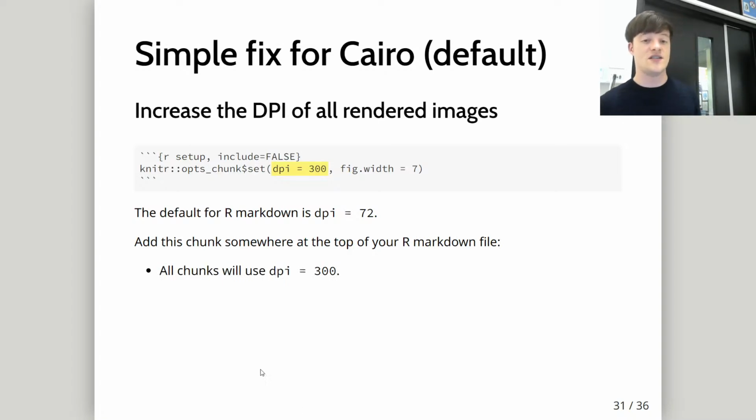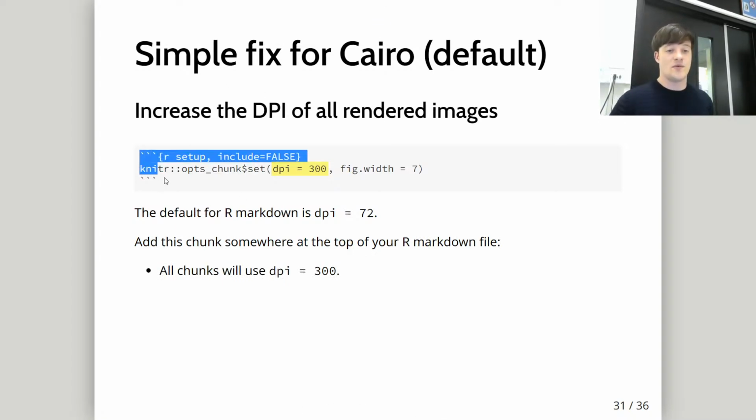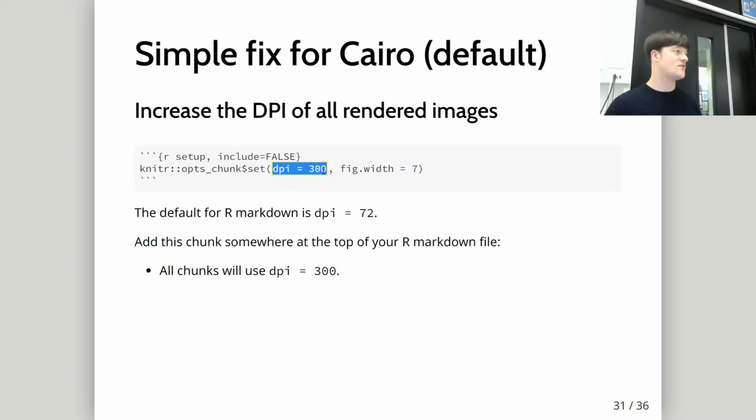Now this is very easy. You just have to copy this chunk and add it somewhere at the beginning of your R Markdown file. And what this says is options, chunk, set, DPI 300. So that means every chunk after this sets this option, DPI is 300, so you don't have to keep typing it.